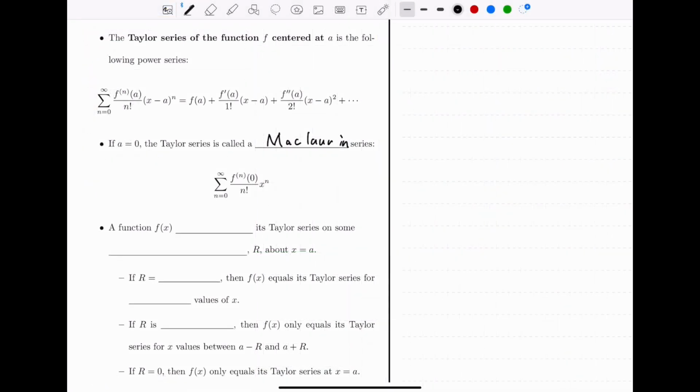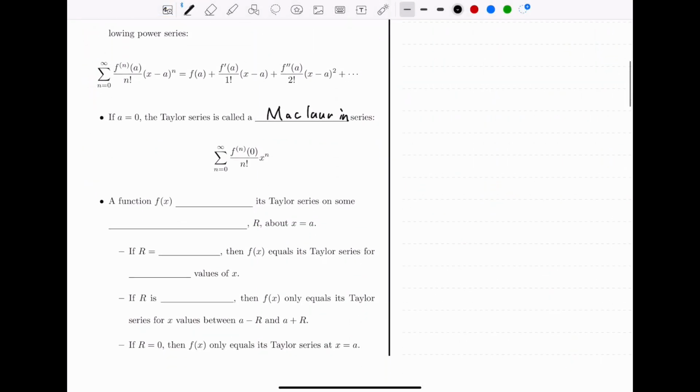Let's explore this idea of radius of convergence a little bit more. So we've defined exactly what a Maclaurin series is. We've found one. We'll practice solving several other ones. It turns out that a function f of x will equal its Taylor series, or if we center at 0, it's called a Maclaurin series. A function f of x will equal its Taylor series on some radius of convergence, which we call r for radius, around the place where we center.